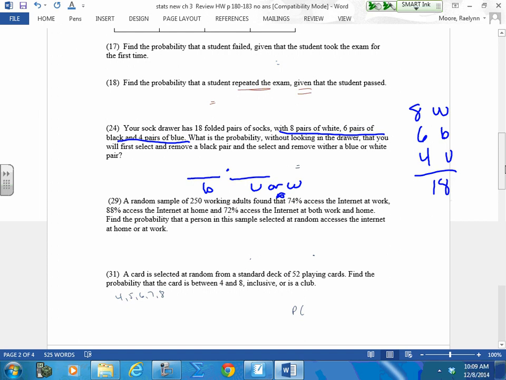6 out of 18. Remember, because they want probabilities. Now, I'm holding this black pair of socks. I don't put it back. I remove it. I have one less black. This is the easiest way to do this. One less pair, right? And now I have 17 pairs and only 5 blacks remaining. Now I want to find the probability of a blue or a white. This is where I add blue and white. 12 over 17. And that's a multiply because I want both at the same time.